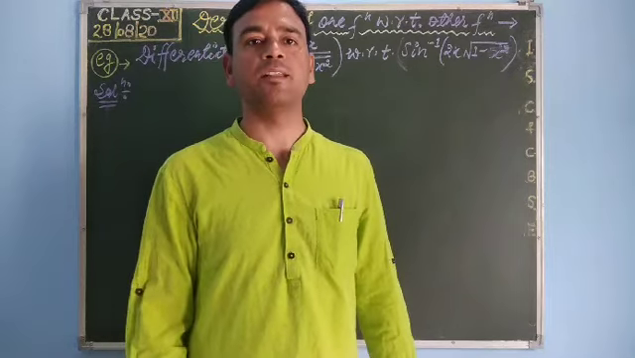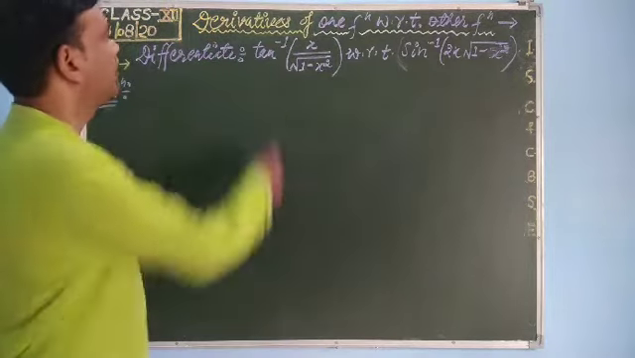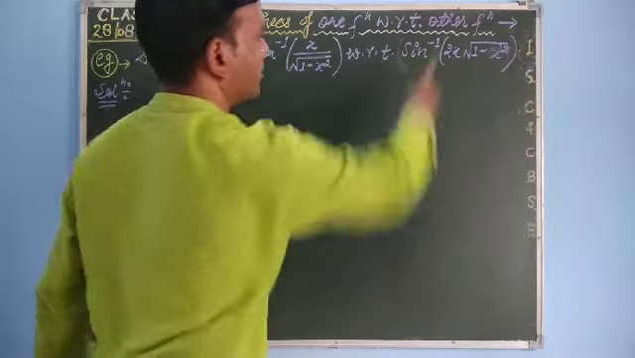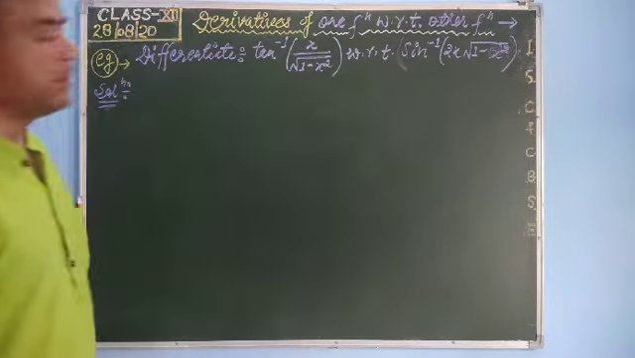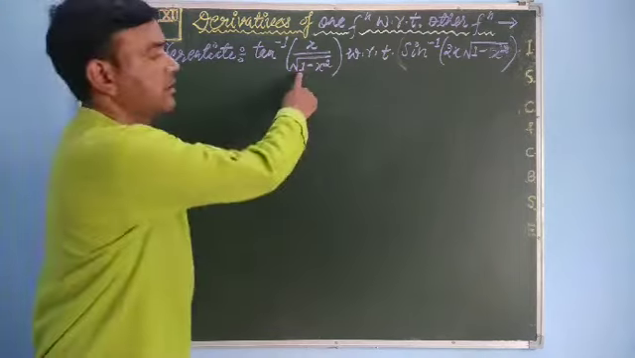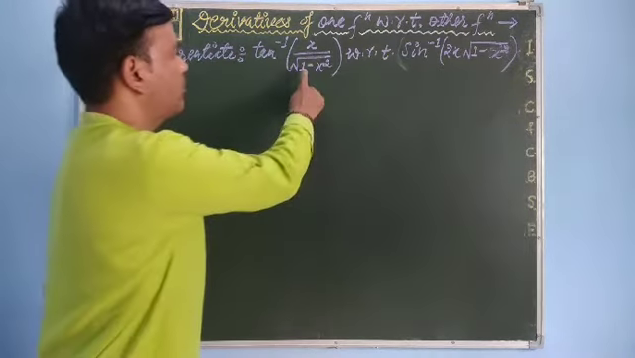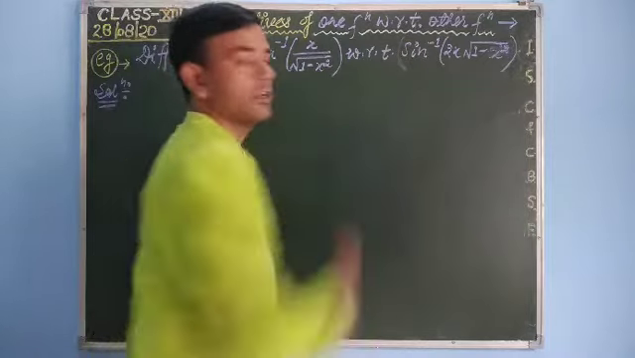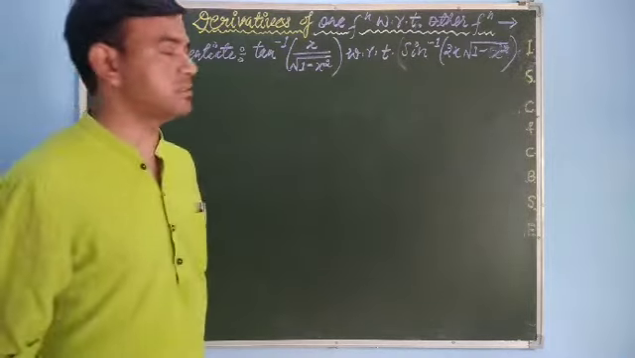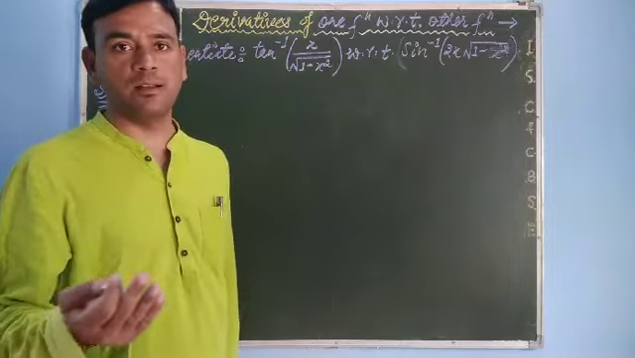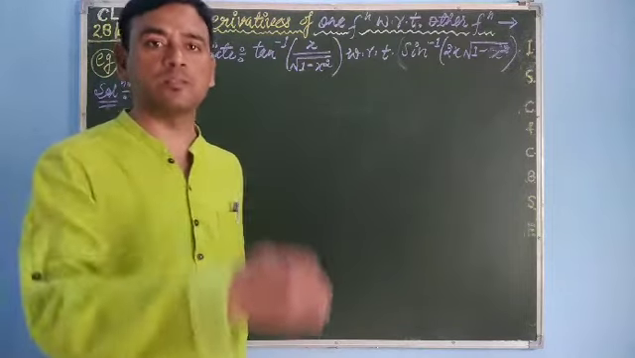Okay, so now we have another type of differentiation, that is differentiation of one function with respect to another function. It means when we are given a function and we have to find the derivative of this function with respect to another function, then what will be the process? Let's see that. And this is a very good type of question, a little different than previous questions.